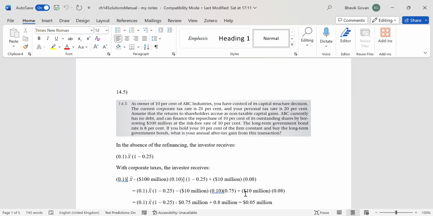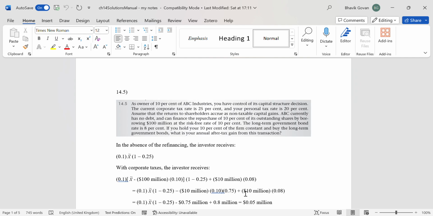The long-term government bond rate is 8%. If you hold 10% of the firm constant and buy the long-term government bonds, what is your annual after-tax gain from this transaction? So already you can see that this question is quite a lot. So I would recommend writing down what the main points are, just in the corner of your page, to keep note of everything that's going on.